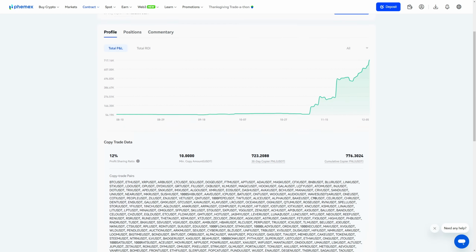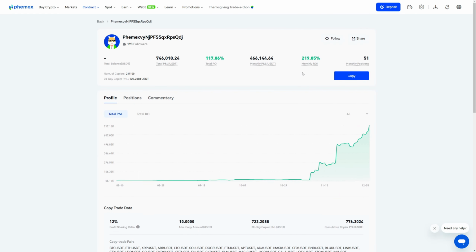Overall, this looks decent. I want to copy this guy now. So I scroll up. We can also see here again, total ROI 117% and $466,000 in monthly P&L. This overall looks pretty good. So let's now click on copy on the right-hand side.